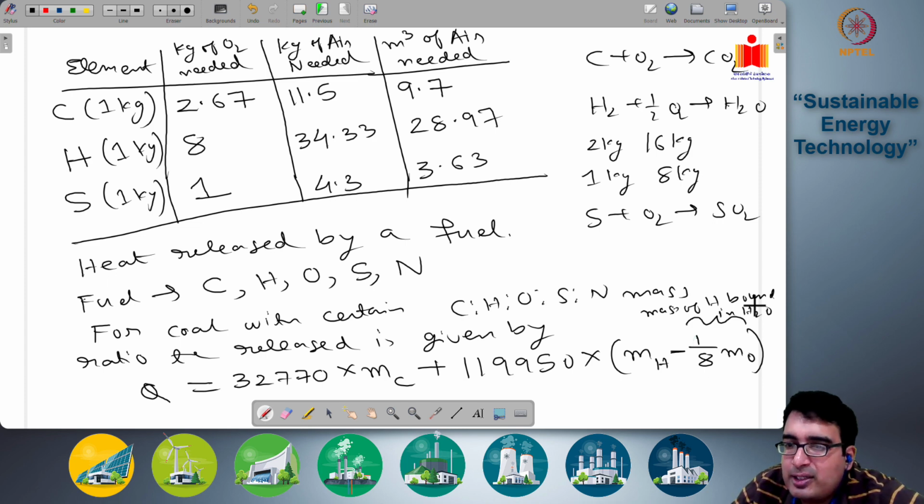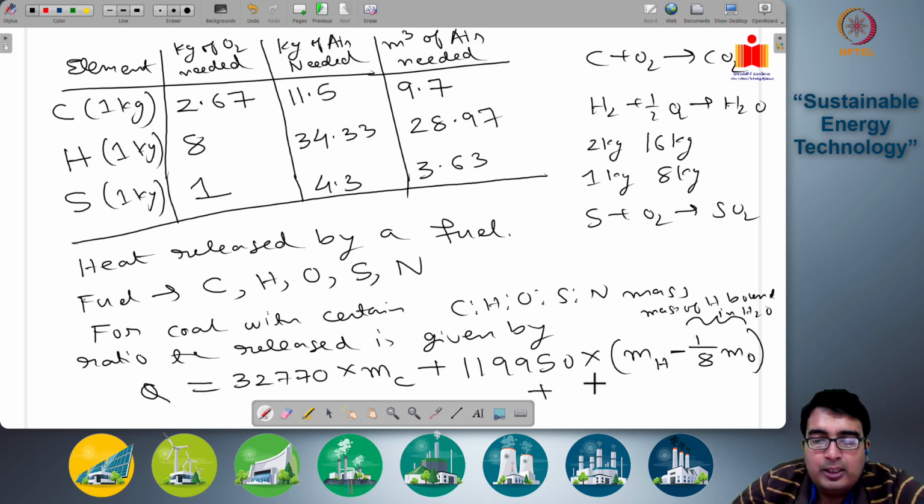So suppose you had 100 kgs of oxygen present. Now for every 16 kgs of oxygen, 2 kgs of hydrogen will be present in water form. So in 100 kgs, it will be 100 by 16 into 2, or 100 by 8. So mO by 8. This is what this expression is giving.